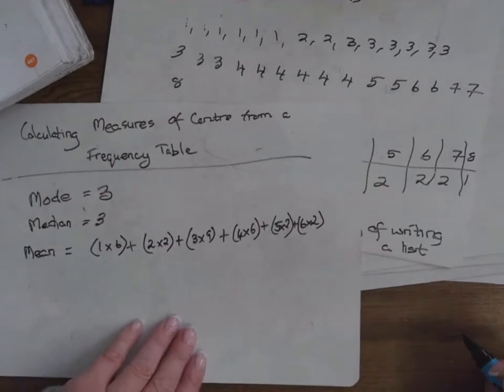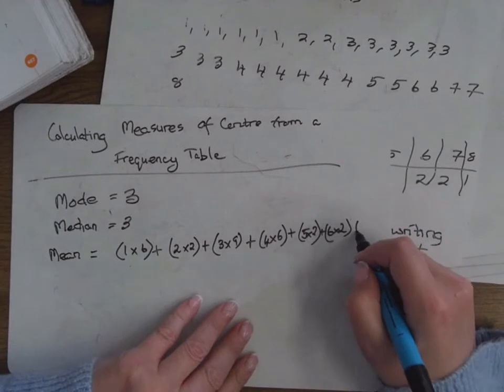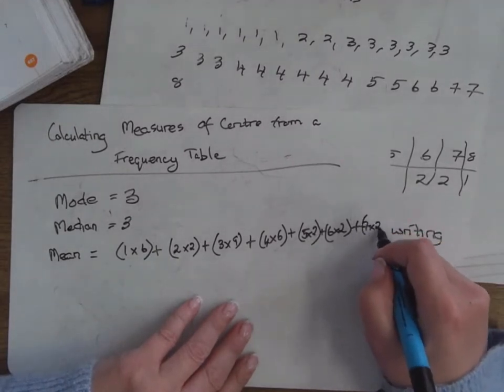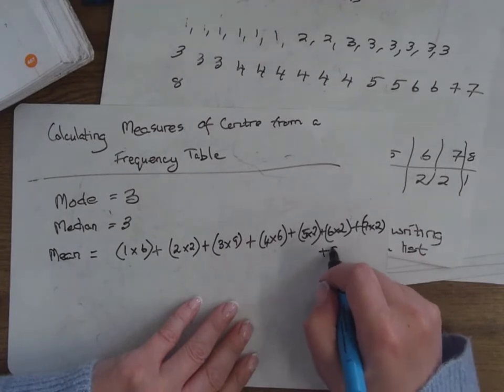I'm running out of space now. Right, plus 7 is there twice, 7 by 2. And I'll just plus 8 by 1. Is that right?